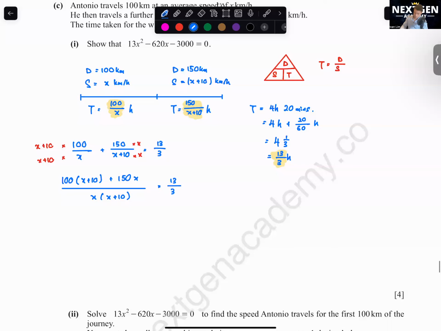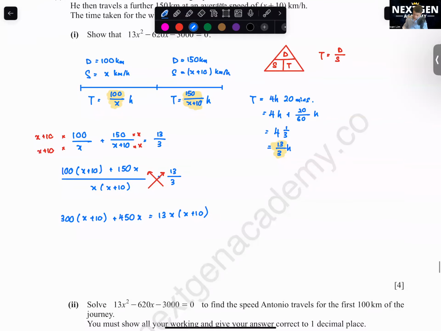I don't want so many layers, so I'm going to cross multiply it like that. All the values here will be multiplied by 3. So 300 times x plus 10, plus 450x equals 13x times x plus 10. Open up the bracket: 300x plus 3000 plus 450x equals 13x squared plus 130x.